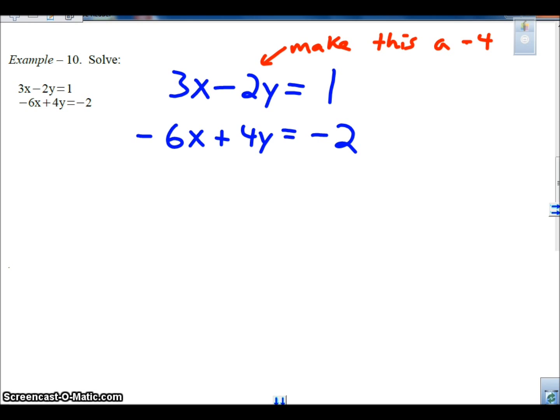But instead of wishing for a 4 there, let's go ahead and make a 4 there. And we can accomplish this by multiplying the top equation by 2. And that's going to give us a minus 4y on top, and we'll have the plus 4y on the bottom equation. The y variables will cancel out when we do that.